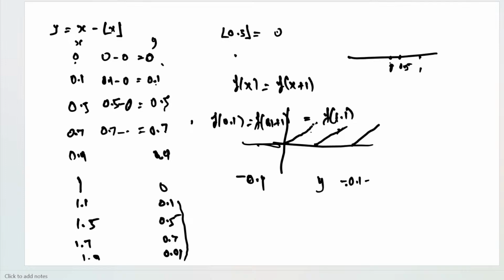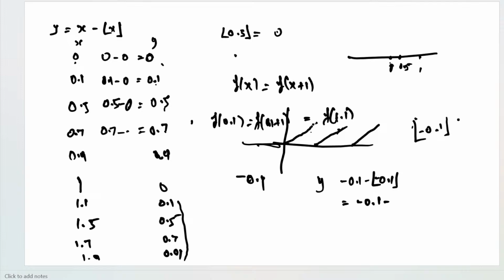y equal to minus 0.1 minus the greatest integer function of minus 0.1. What is this value? Minus 1, sir. No, are you talking about y or about the greatest integer function of minus 0.1? Distinct functions. What is the greatest integer function of minus 0.1? Firstly, what is this value?